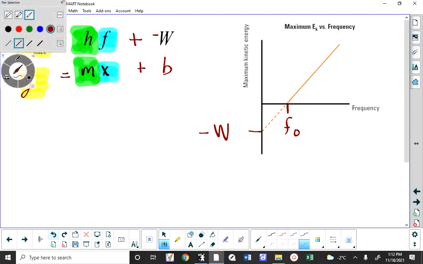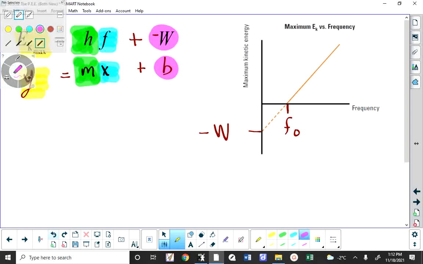So we need to know on this graph that the y-intercept is the negative of the work function. A work function is a positive number. When you look at the y-intercept, it's a negative number. So you have to take the negative of the work function to get the y-intercept, or the negative of the y-intercept to get the work function. Okay?